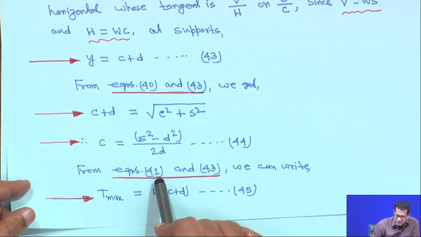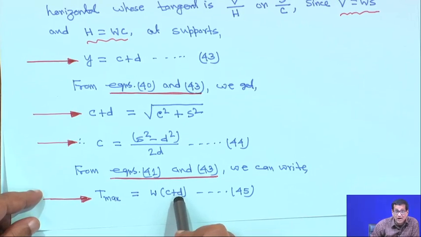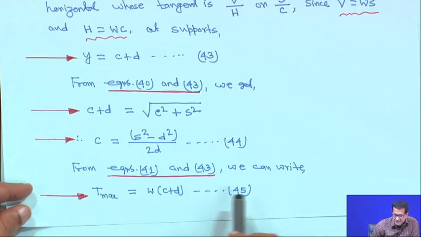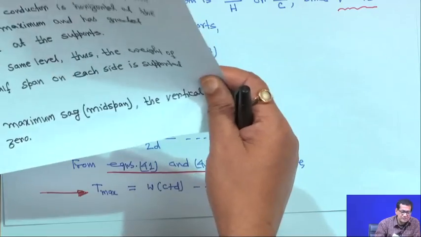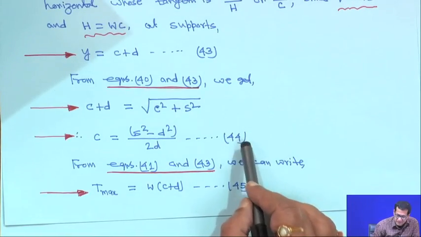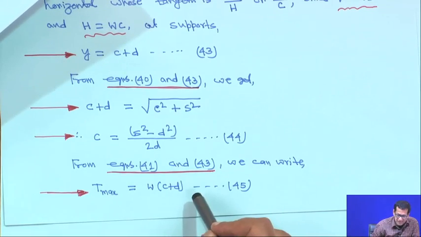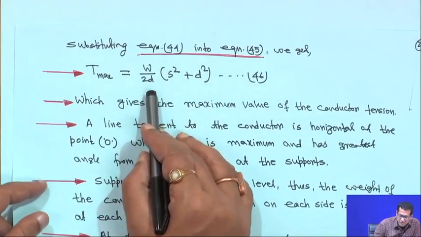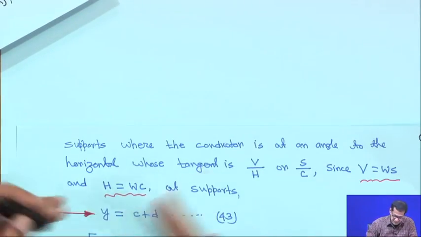So, from equations 41 and 43, we have seen T max is equal to W into Y, but Y is equal to C plus D. So, T max is equal to W into C plus D, this is equation 45. Substituting equation 44 into equation 45 and simplifying, you will get T max is equal to W upon 2 D into A square plus D square.